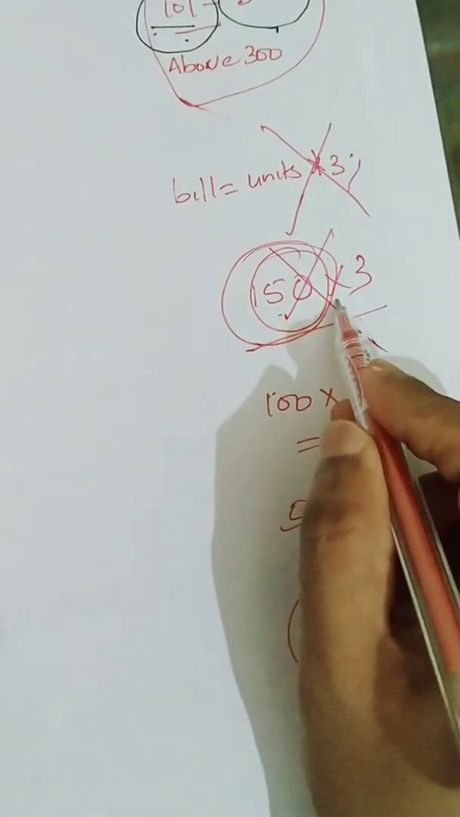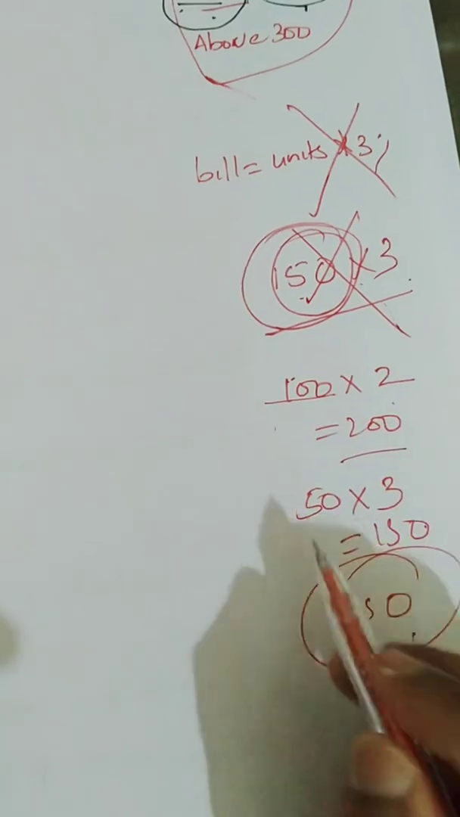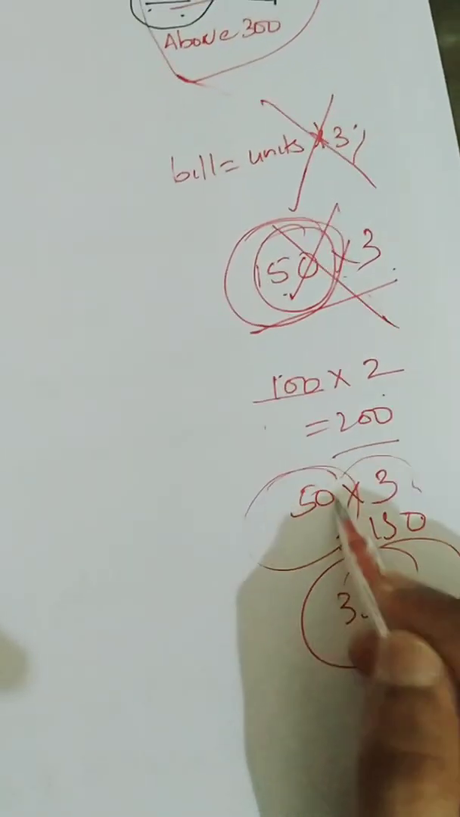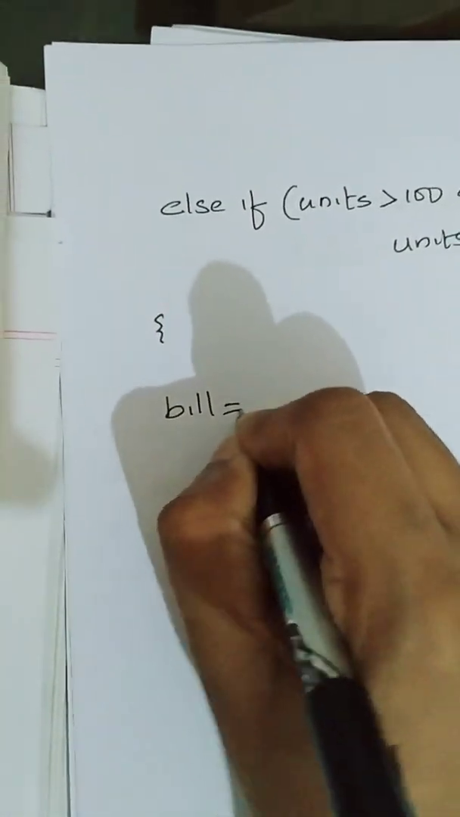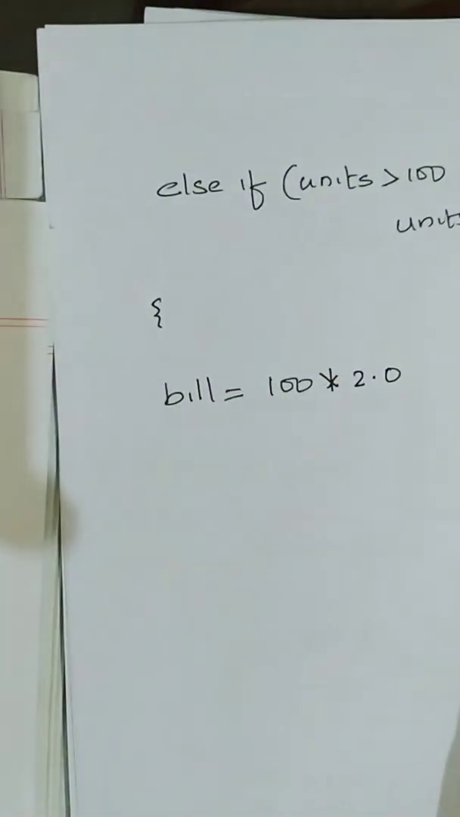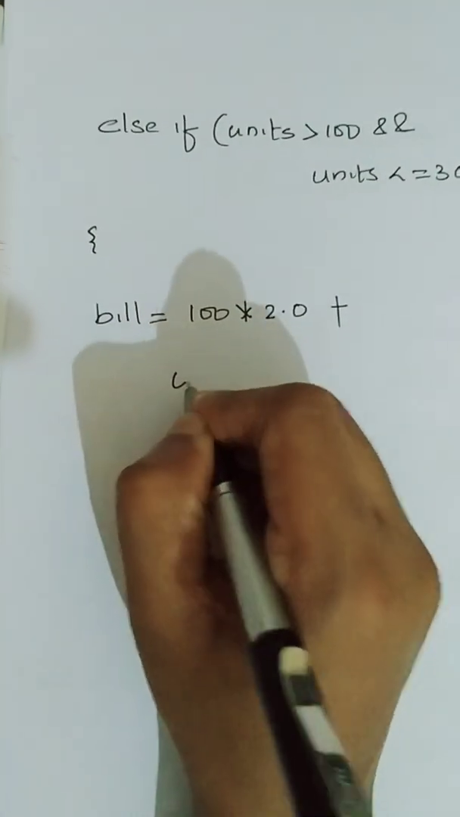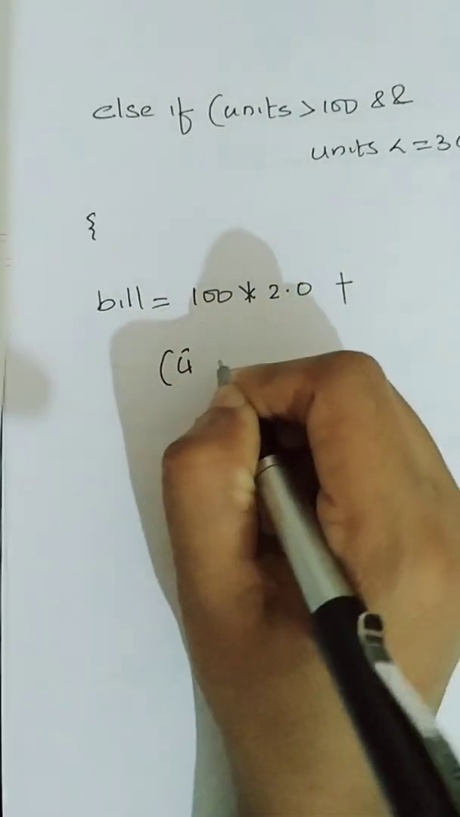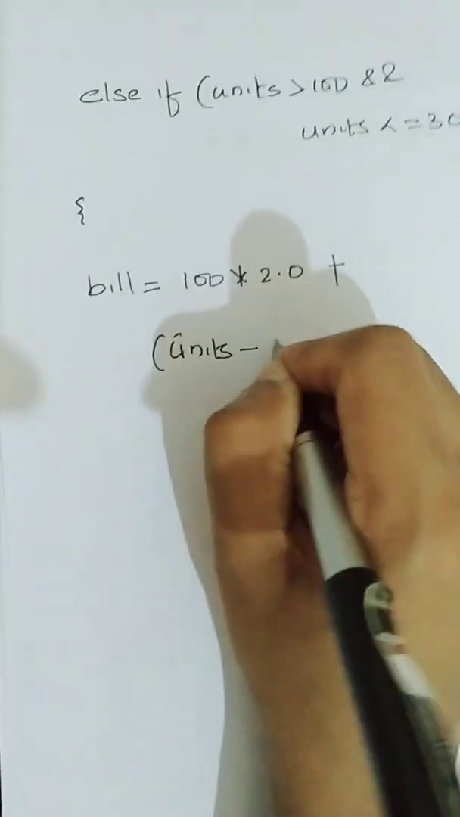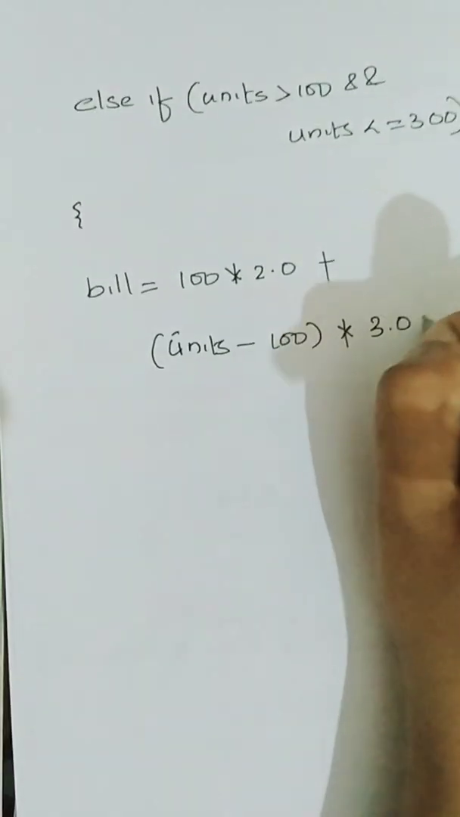You will not pay 150 into 3. Instead of that, for the first 100 units you will pay 2 rupees, and for the remaining part you will pay only 3 rupees. So your calculation should be like that only. That is, bill is equal to, for the first 100 units you will pay 2.0 plus, and the remaining part, how will you find the remaining part? In bracket you will write units minus 100 into 3.0.